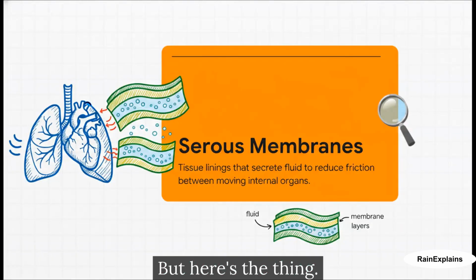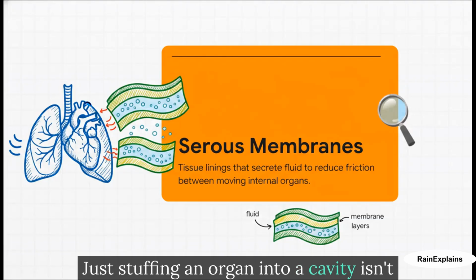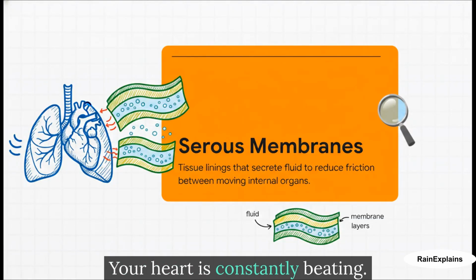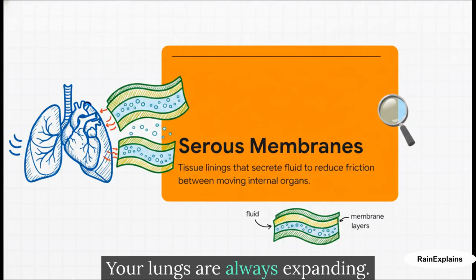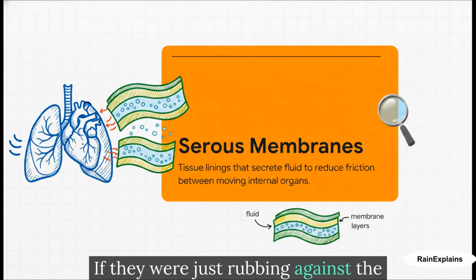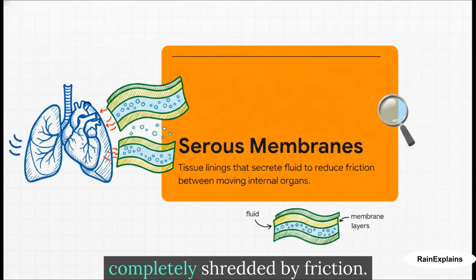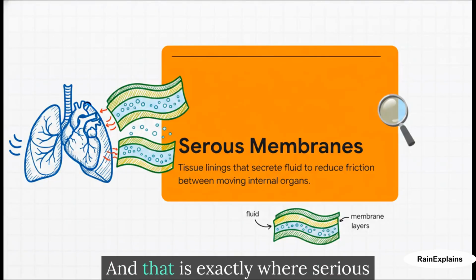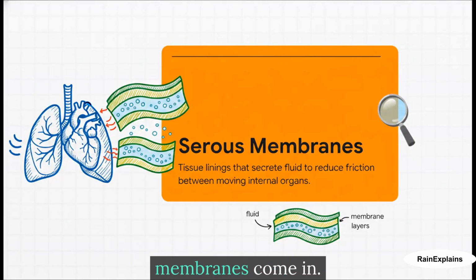But here's the thing. Just stuffing an organ into a cavity isn't enough. Your heart is constantly beating. Your lungs are always expanding. If they were just rubbing against the cavity walls all day, they'd get completely shredded by friction. And that is exactly where serous membranes come in.